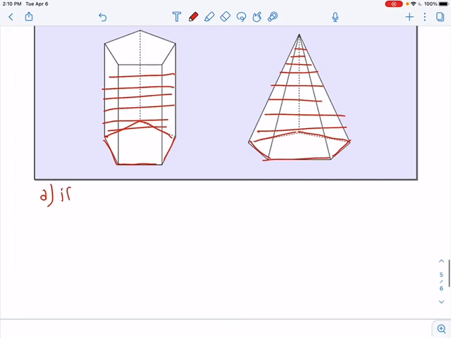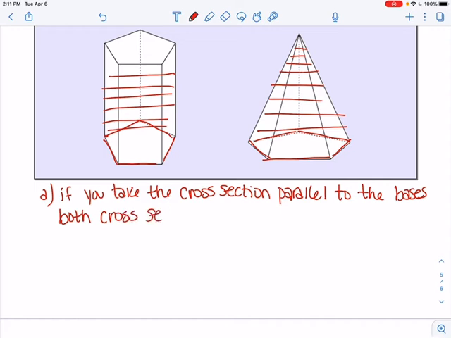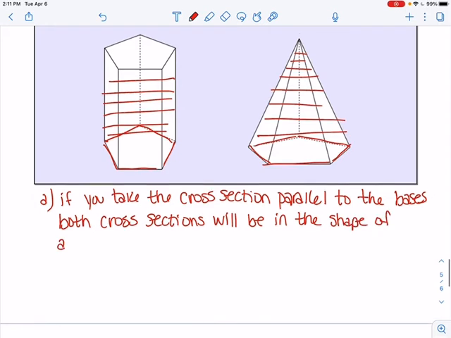All right, so if you take the cross section parallel to the bases, both cross sections will be in the shape of a pentagon.